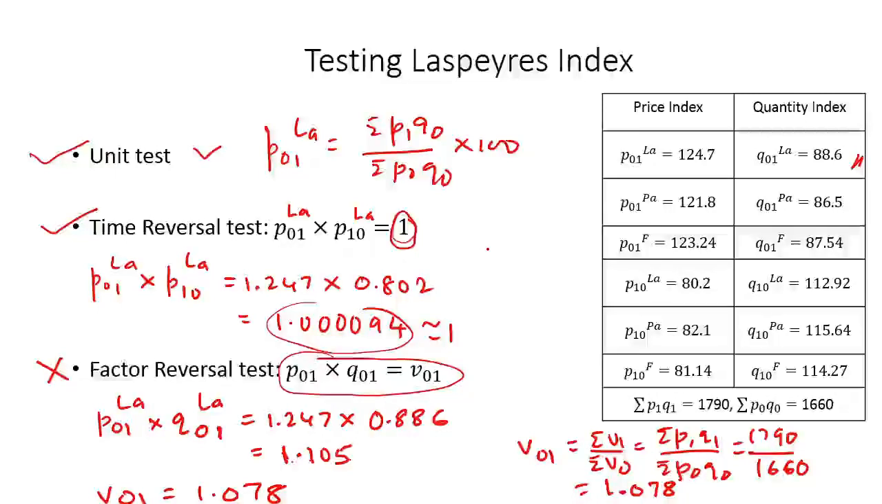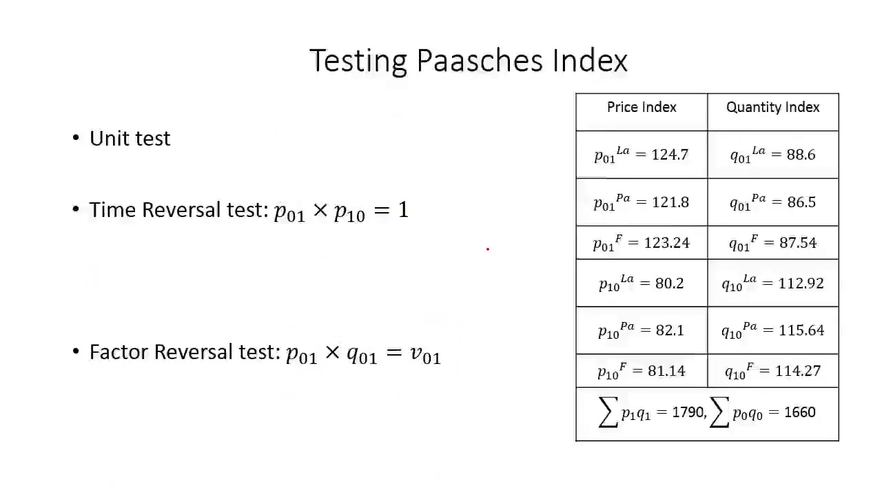Now let us check for Paasches index number. If you recall, P01 Paasches is summation P1 Q1 upon summation P0 Q1 multiplied by 100. Obviously here this is also independent of the units because the units will get cancelled. So unit test is satisfied by default. Let us check for the time reversal test.